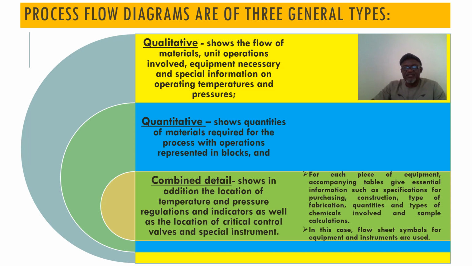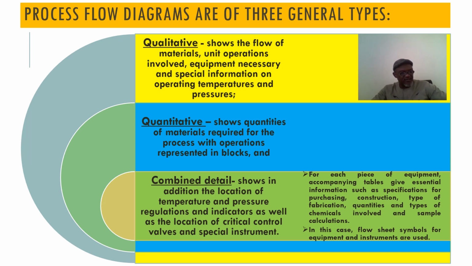Process flow diagrams are of 3 general types. One is qualitative. This shows the flow of materials, unit operations involved, equipment necessary, and special information on operating temperature and pressures. Then you can also have it as quantitative, and this shows quantities of materials required for the process with operation represented in blocks. And then the third type is what we call combined detail.